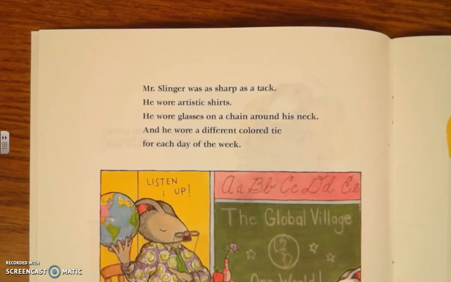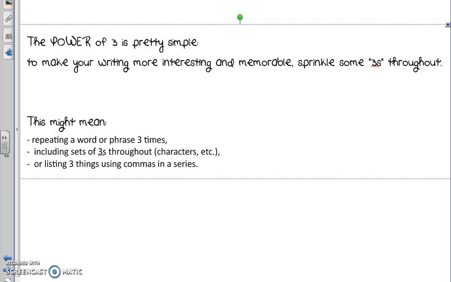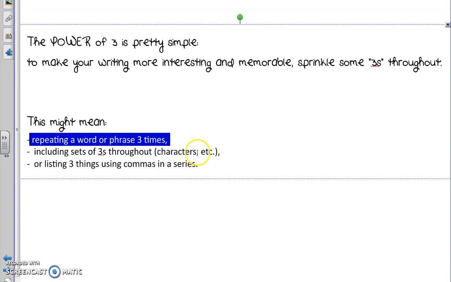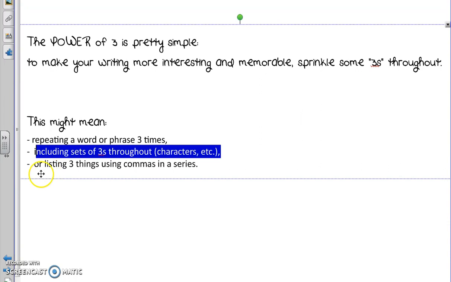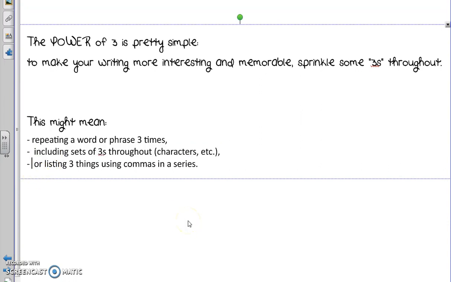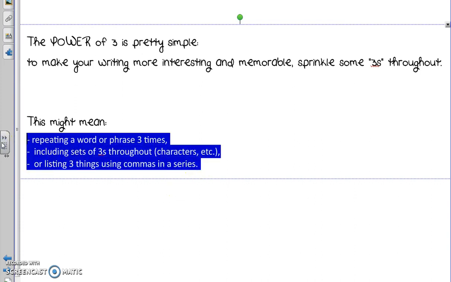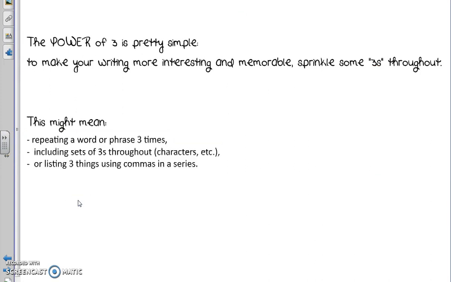So the rule of three is pretty simple. To make your writing more interesting and memorable, sprinkle some threes throughout your writing. This might mean repeating a word or phrase three times, including sets of threes throughout, characters, etc., or listing three things using commas in a series. So I want you to remember this. I'm going to display it at the end of the video too, because this is what you're going to be responsible for doing today. Let's look at another part of Henkes' story to show you how he uses the rule of three again.